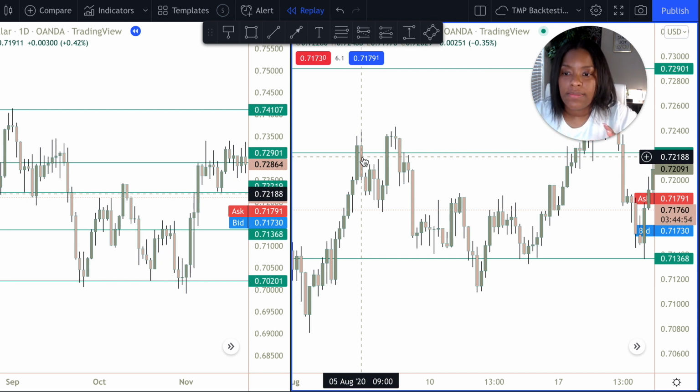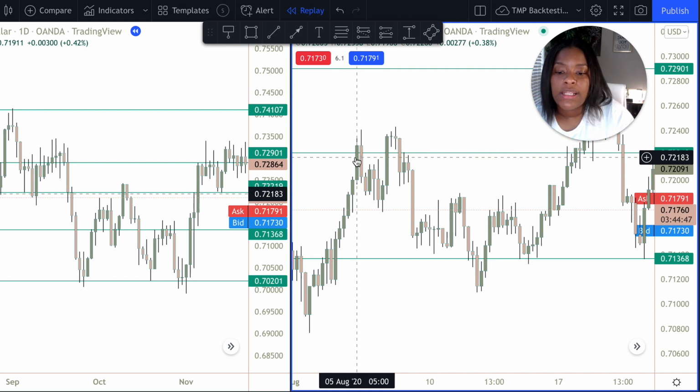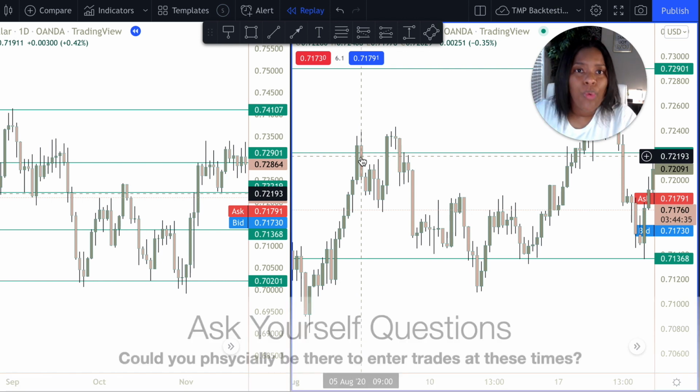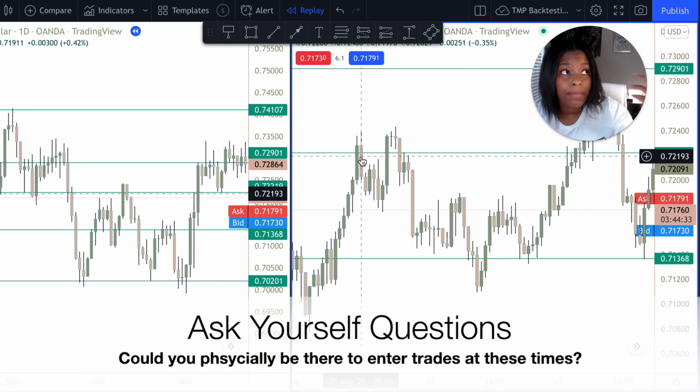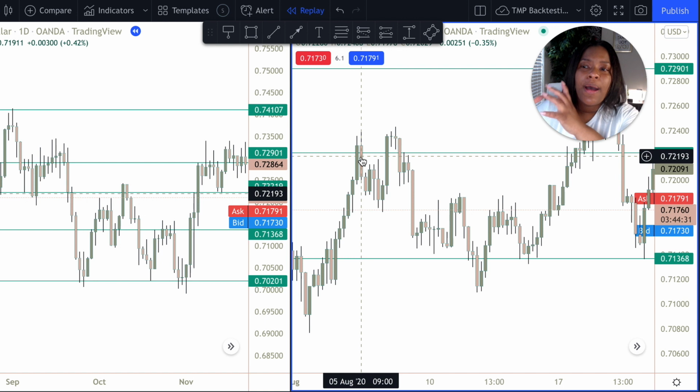You have patience to hold the trade, but you also have patience to wait to enter. For example, this green candlestick closed at 9 a.m. Eastern Standard Time. Ask yourself, could I have been there to trade this 9 a.m. candle? The next candlestick closed at 1 p.m. Eastern Standard Time. Could I have been there to trade this 1 p.m. candlestick, right? Many just enter on that 1 p.m. candlestick.